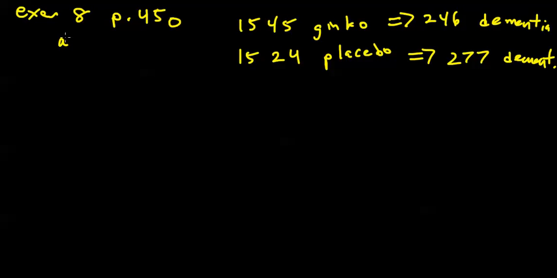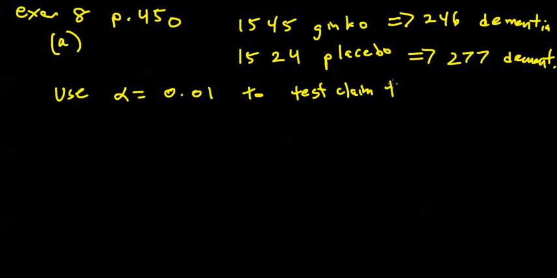Alright, we're going to do part A. In all these homework problems, we're only going to do part A. In other words, test the above claims using a hypothesis test. Let me write that down, that very last part of the problem. So we'll use an alpha equals 0.01 significance level to test the claim that ginkgo is effective.